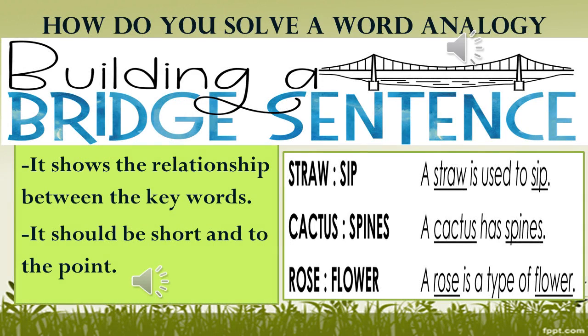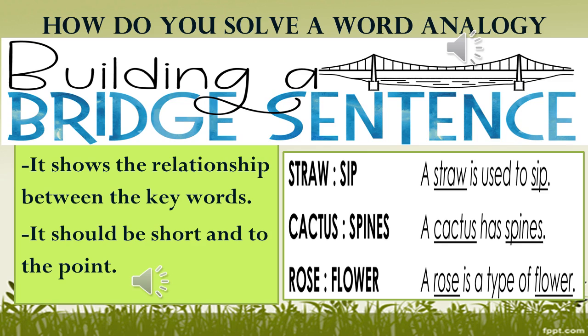You have learned that a word analogy is a vocabulary problem that you solve. Now, how do you solve a word analogy? Of course, it is by building or writing a bridge sentence. Just as a bridge crosses a river to join two shores, a bridge sentence connects two words based on their meanings and how they relate to each other. To begin solving a word analogy, make up a very simple sentence that shows the relationship between the keywords. It should be short and to the point.